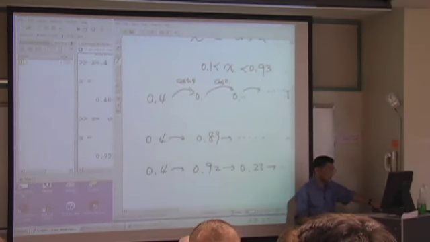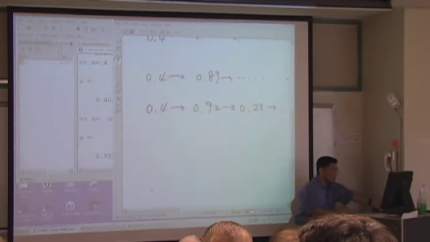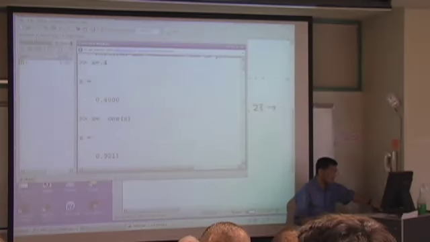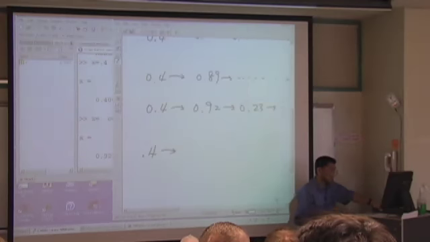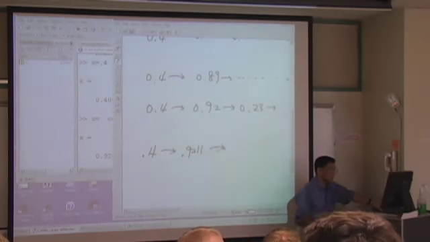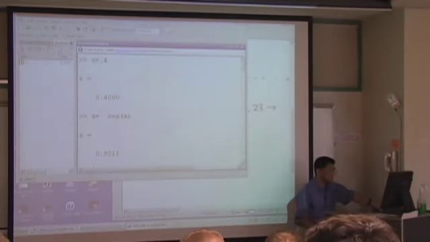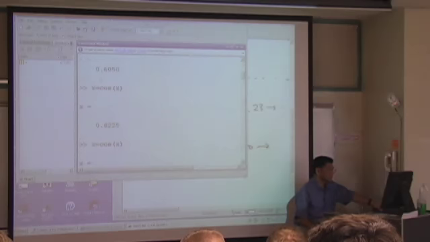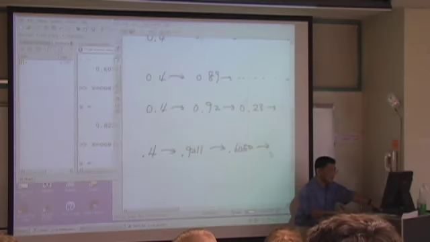So I will pick real xn set. 0.4 was the first, and then the next one that I found was 0.9211, and from this I find 0.6050, and from this I find 0.8, and then you can continue, right?